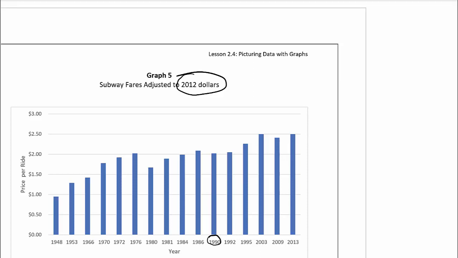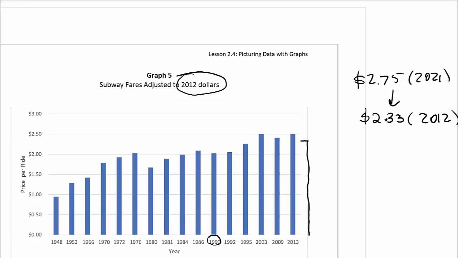All right. And by the way, if we adjust the cost of the subway fare right now to the 2012 dollars, so $2.75 in 2021 translates to a smaller number in 2012. So I did the calculations, and we're going to do those calculations later on in the course. So it's actually $2.33. So if you graph it, it's going to be somewhere here. So that's the data for 2021.